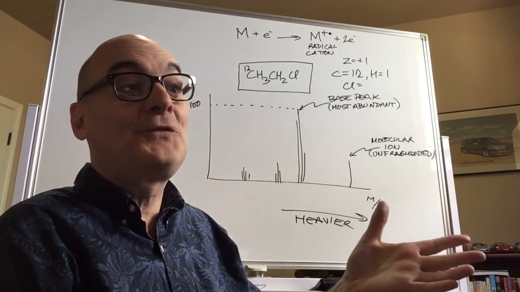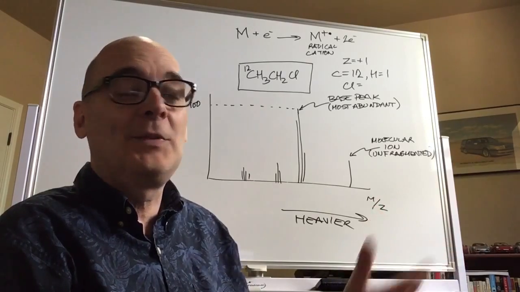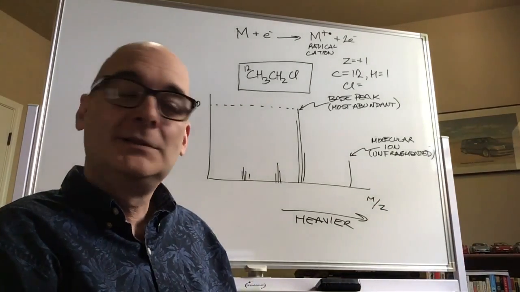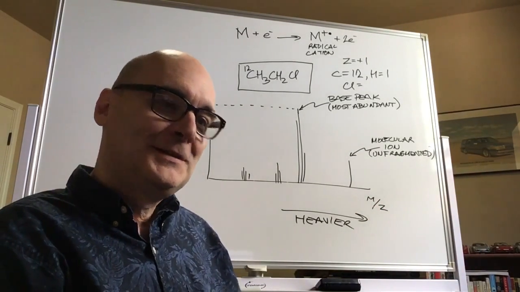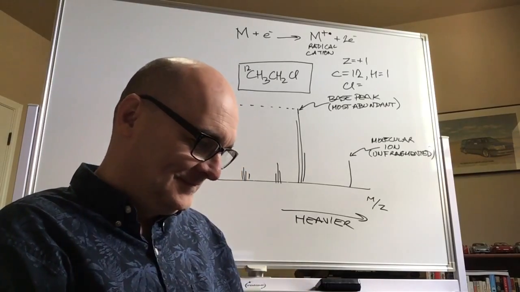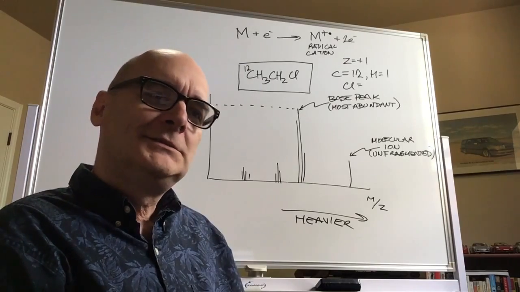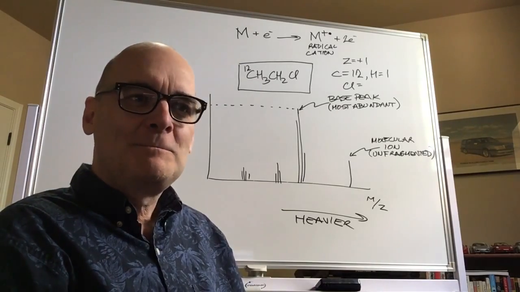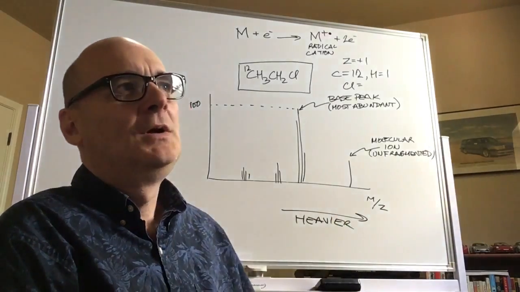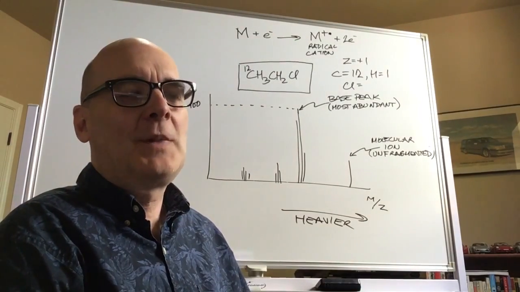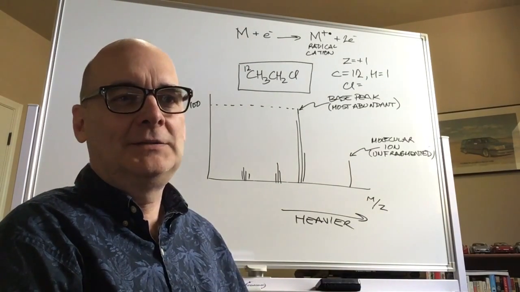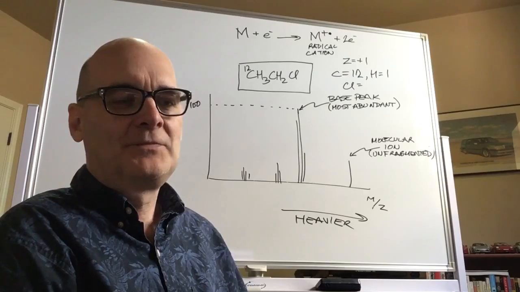35. What does it say on the periodic table for the atomic mass of chlorine? 35.453. Can't have that. So what is it that makes up the atomic mass of a particular atom?